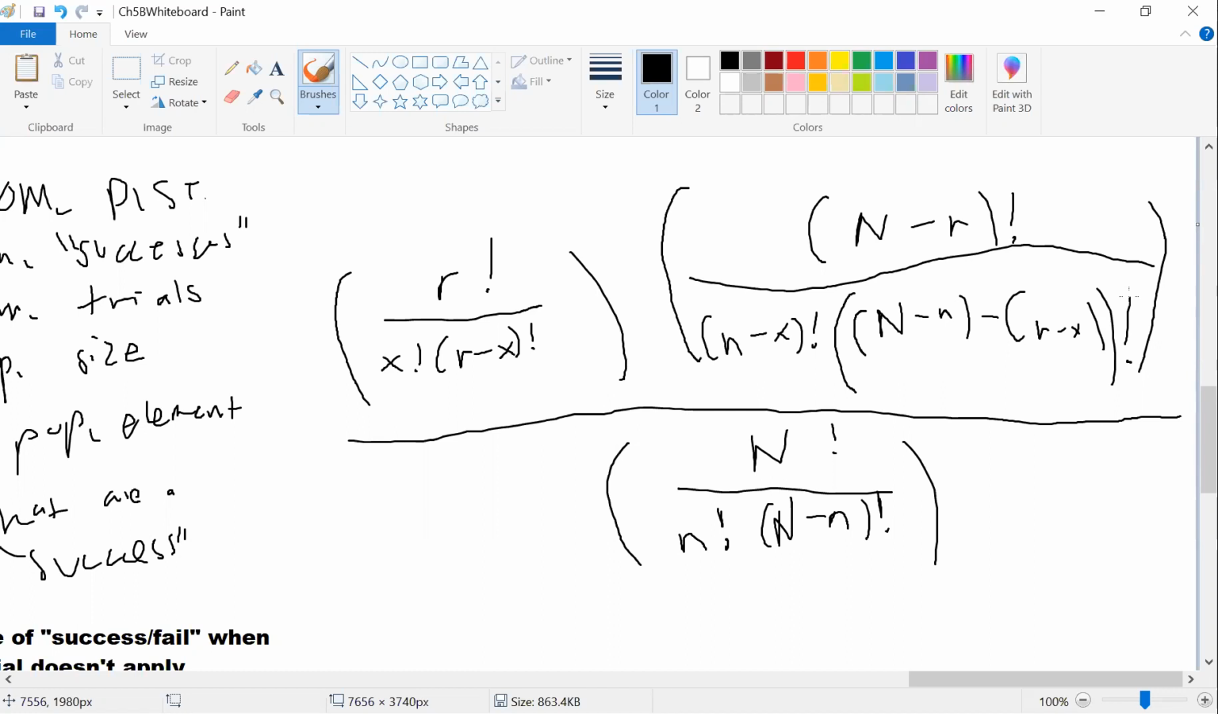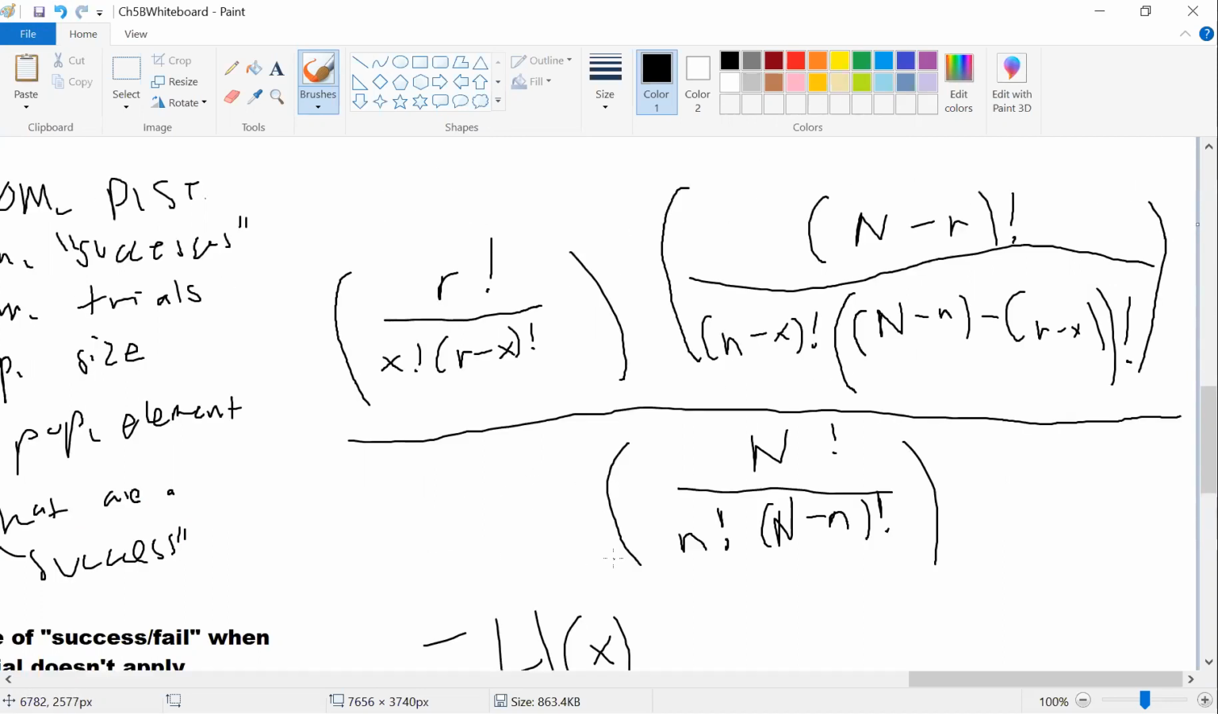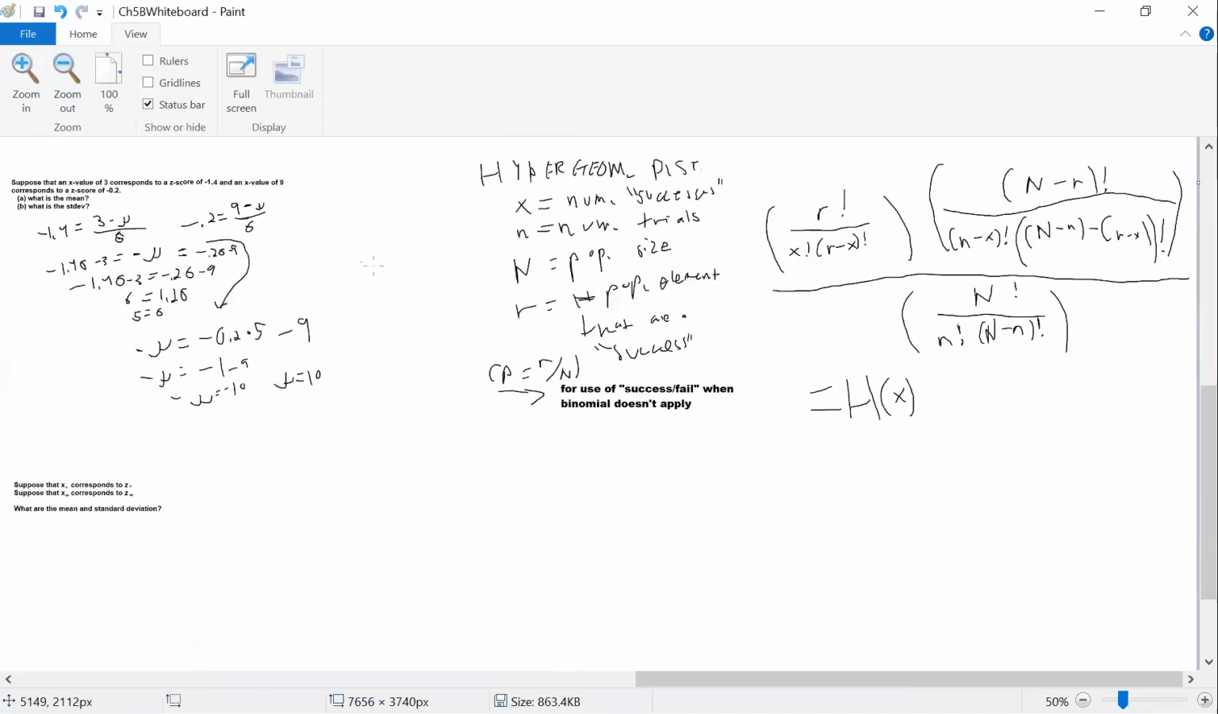And I have checked this about 20 times. The letters are correct. So, yeah. And we denote this entire thing. This is h of x, hypergeometric. That is the big fat formula of doom.